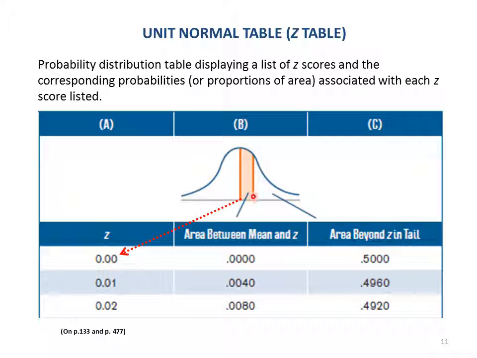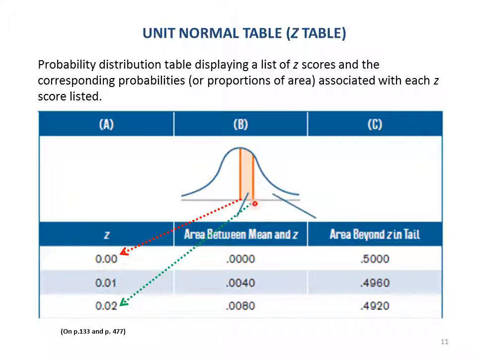Now let's pretend that this orange bar is a sliding door. It can move to the left or the right. And at this point the Z-score is 0.02. The probability of getting a score between 0 and 0.02 is this orange area. So the probability is 0.0080.